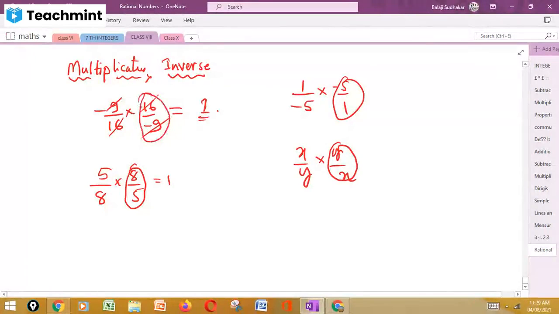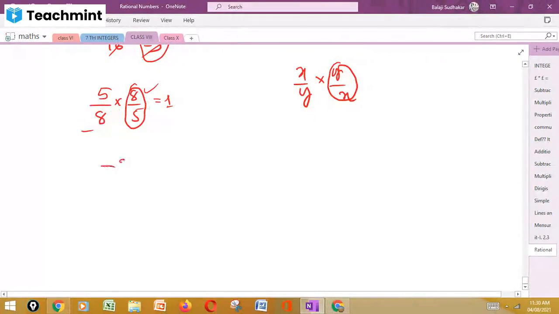How have you found these multiplicative inverses? Because after multiplying that number with the given number, we get the answer 1. Then only it is called the multiplicative inverse. Now tell me.